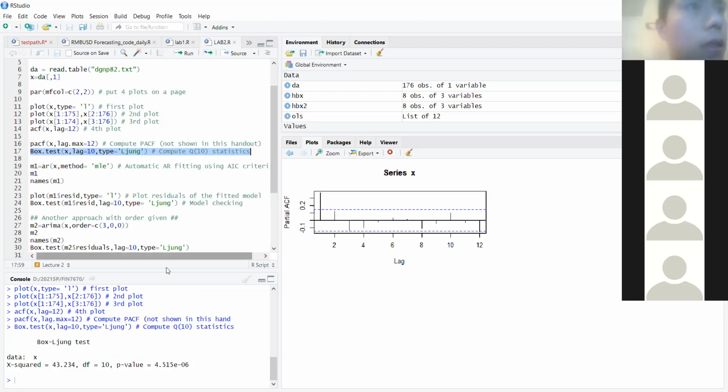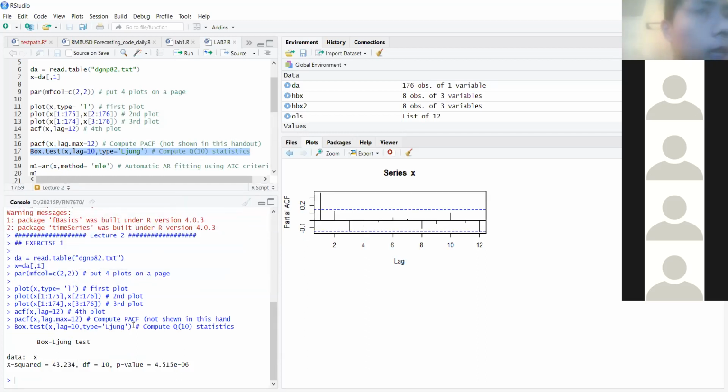Let's run this. Okay, let's look at the report. The report shows the Box-Ljung test p-value is very small, right? It's on the order of 10 to the -6. So it's a very small number. That means it's very significant. So that means I see there are autocorrelations, right?